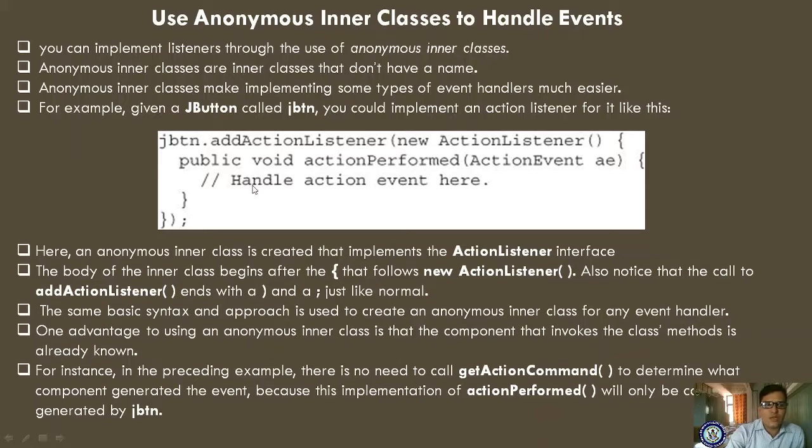Now here this method ends, here this parenthesis is ending, and this addActionListener is ending here. Here an anonymous inner class is created that implements the ActionListener interface. The body of the inner class begins after the open curly brace that follows new ActionListener. Also notice that the call to addActionListener ends with a closing bracket, and it is compulsorily terminated with a semicolon.